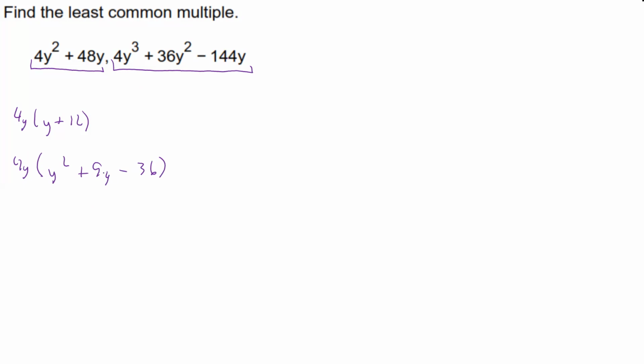Now this, can we factor that? Yeah, I think we can. So that's still going to be 4y times, we have a y and we have a y. And if we take 12 and a 3, and we need a positive, that'd be a plus 12 and a minus 3, that would say y squared minus 3y plus 12y. So 12 minus 3 is 9, minus 36. Okay, so that's the factors here.